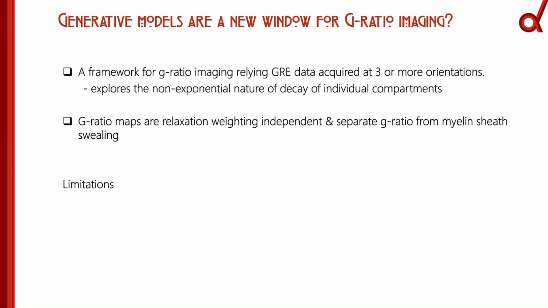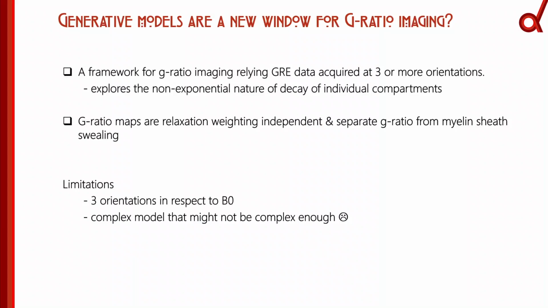But there are some limitations, and I think the biggest is that you need to acquire 3 orientations with respect to B0. You typically don't ask your subjects to please rotate their head, preferably 90 degrees, before the next acquisition. And it's a pretty complex model that we are fitting, at least in terms of computation. And it still might not be complex enough.